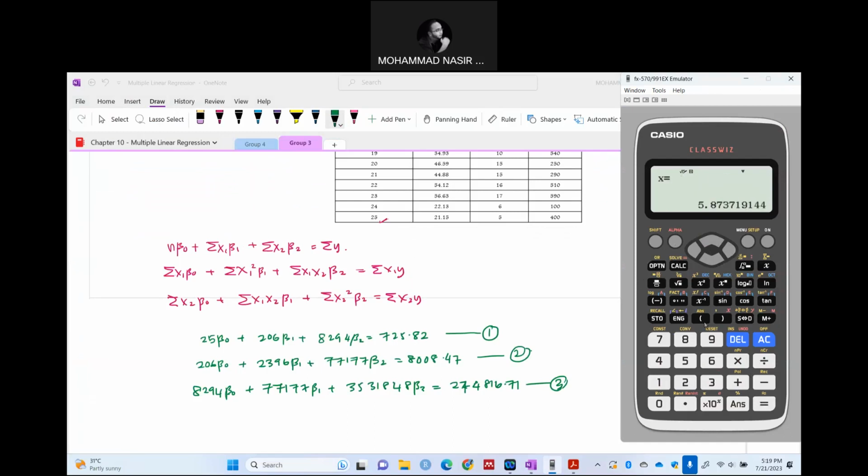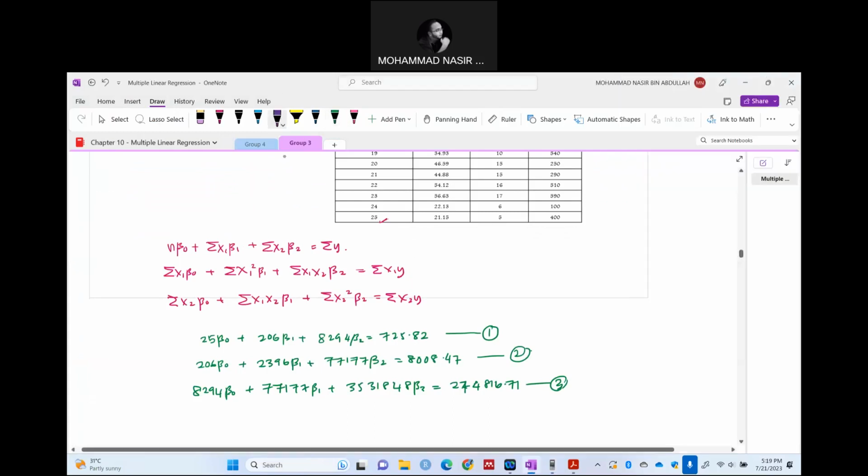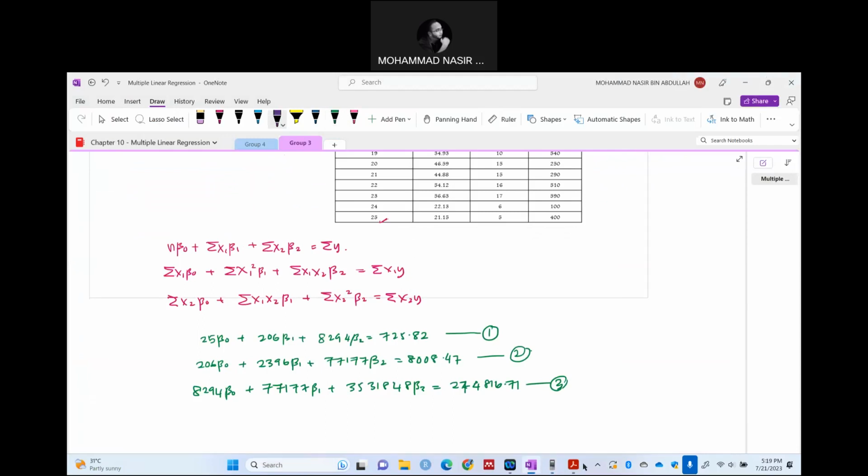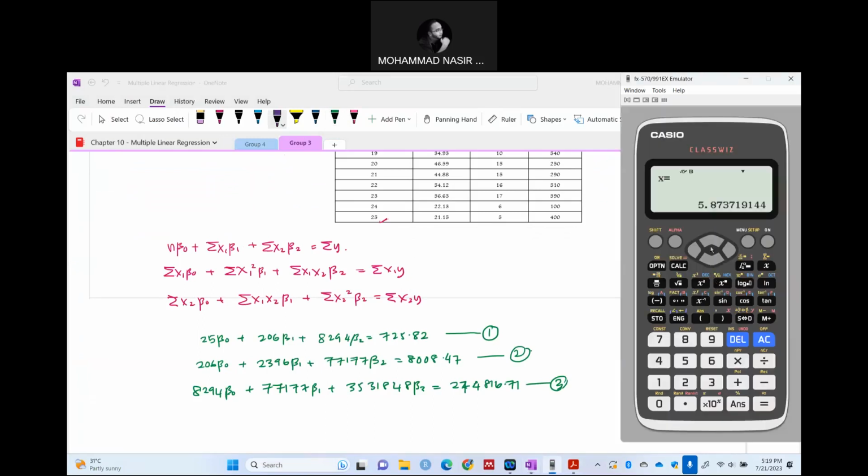So x will be your beta naught, right? You take 2 or 4 decimal places, maybe depending on the question. Sometimes it says 2 or 4, right? 2.26. Okay, maybe I made a mistake, something is wrong. Check again. This is 25.